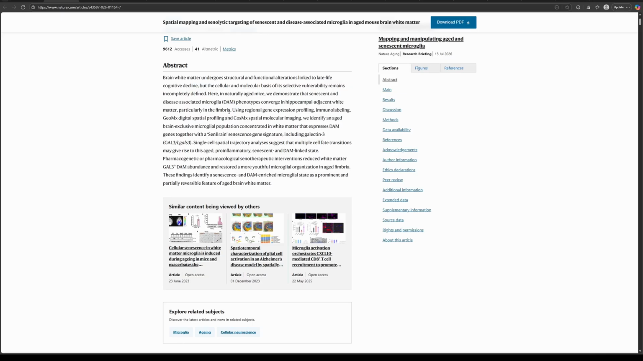Particularly in the fimbria, which is close to the hippocampus, using regional gene expression profiling, immunolabeling, blah blah blah. You don't need to know what any of this is. We identified an aged brain-exclusive microglial population concentrated in white matter that expresses DAM genes together with a senescence gene signature, including galectin 3. This is the protein I was talking about. I might have mispronounced it earlier, but it's called galectin 3. And you can look it up yourself, but it causes some types of inflammation and other diseases related to your immune system and your cardiovascular system.